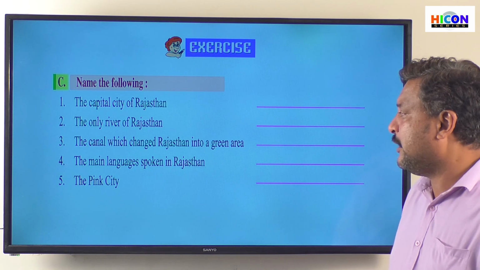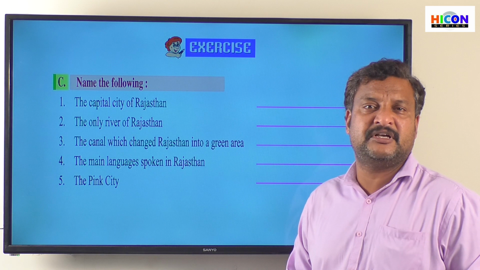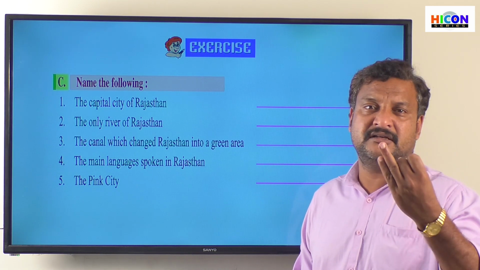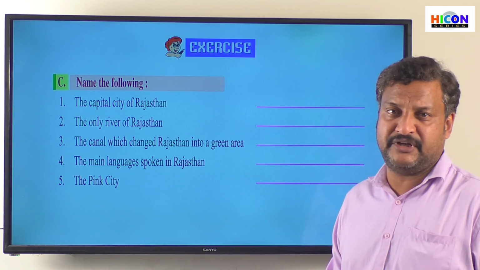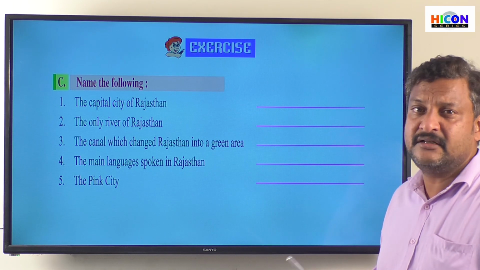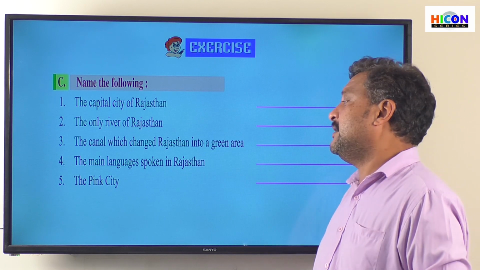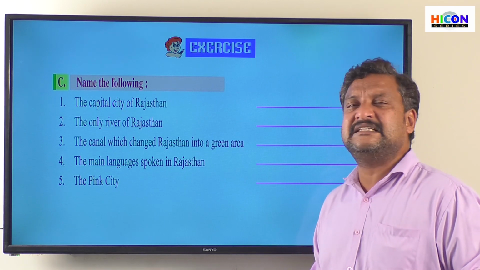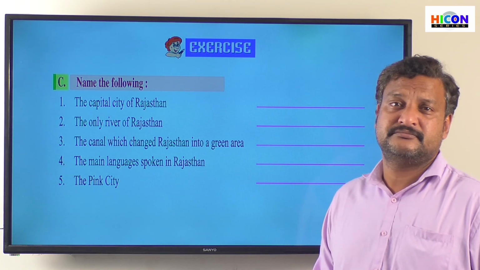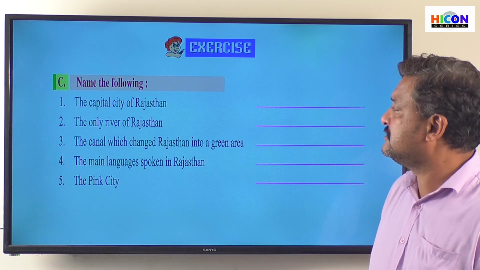Now, the main languages spoken in Rajasthan. The people of Rajasthan speak basically 2 languages. One is Rajasthani, second is Hindi, the common language of North India. Right? Rajasthani and Hindi are the languages that are spoken in Rajasthan. The city which is known as the pink city; the lake city is Udaipur, the pink city is Jaipur. Pink city is Jaipur. Right? So that is it, the answers.